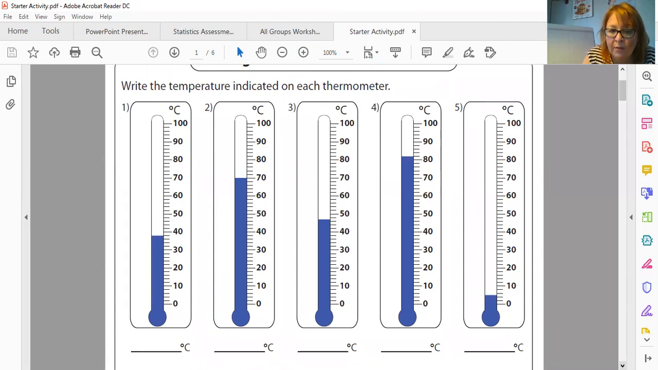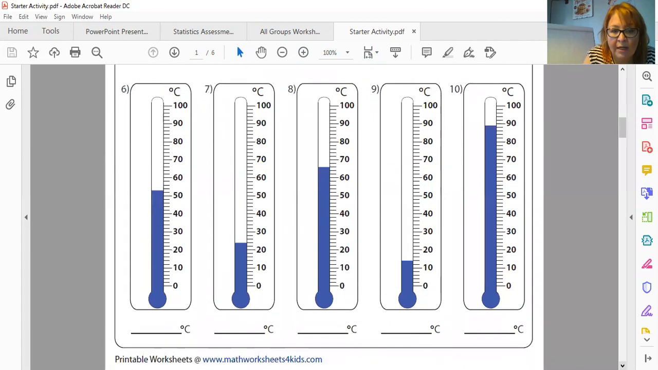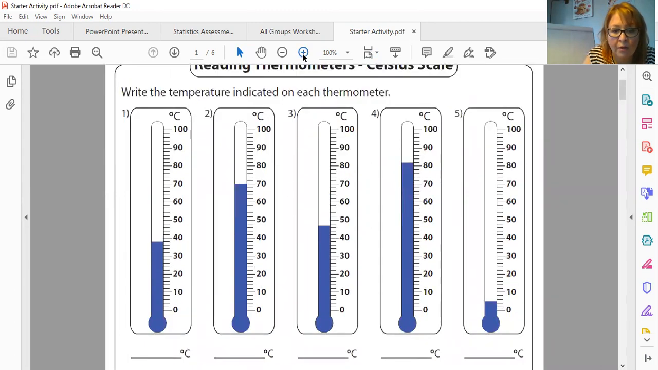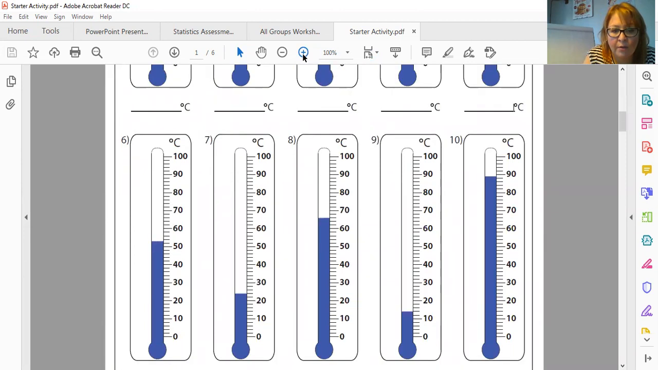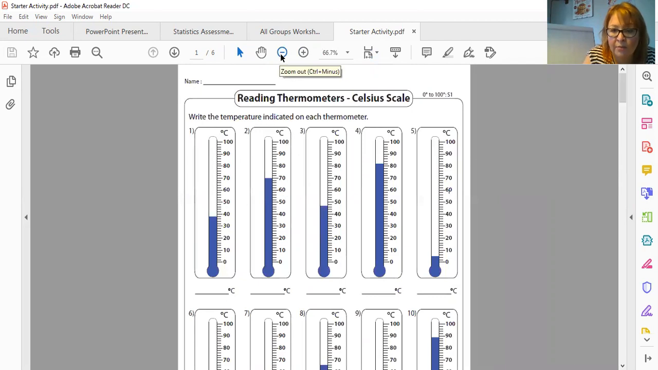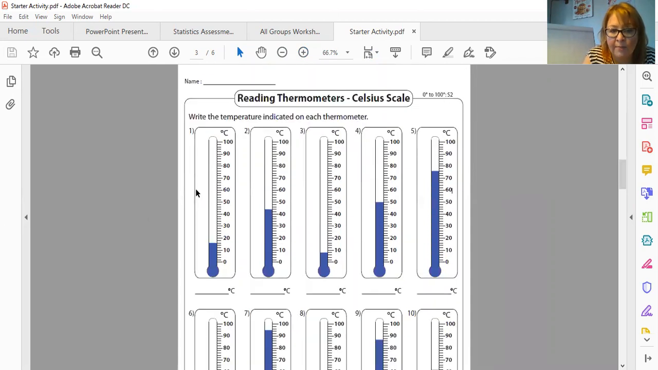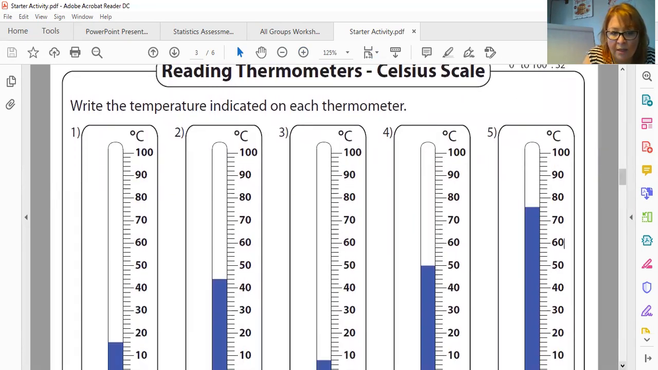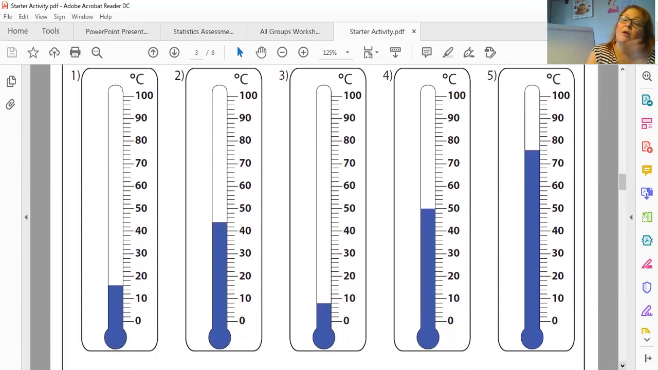So what I'm going to do is go down to the second one so that I'm not giving you the answers. So page 1, and let me zoom back out, sorry. So page 1 is what I'm asking you to do. And so I'm going to go to page 2, that's the answer key, so don't cheat. I'm going to go to page 3. So what you need to do, just like I did then, you can zoom in to help you if you're not printing it off. Now, looking at the thermometer, you're looking at the blue bit, okay?